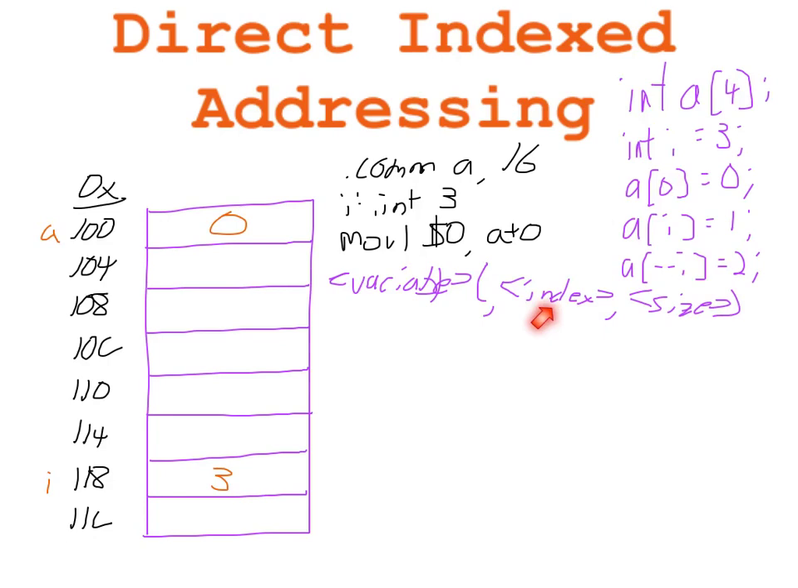So, like I said, we need to move I into a register, and let's choose one of our indexing registers. I think I used EDI for the last example, so I'll use ESI just to show that you can use both. So we move I into %ESI. Okay, so now the value at the address of I, which is 118, is 3, so now ESI is going to contain the number 3. And now at this point, we're ready to proceed with direct indexed addressing.